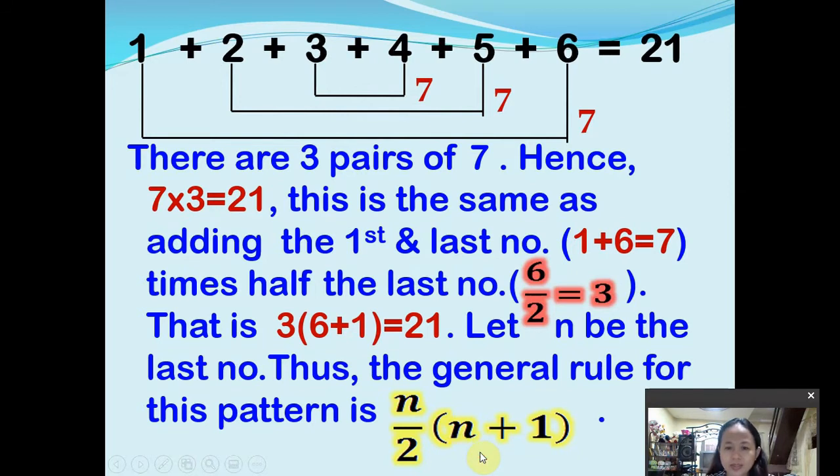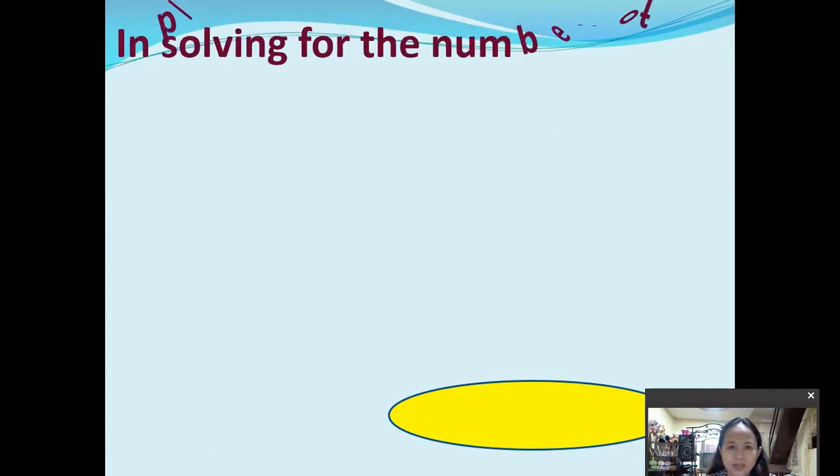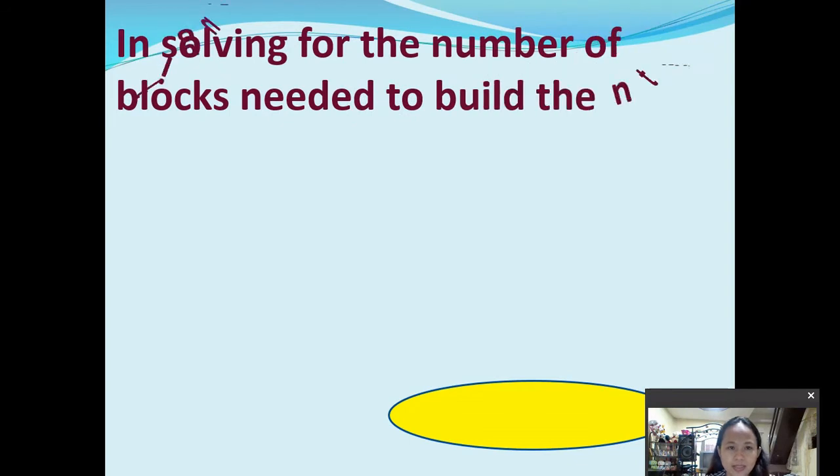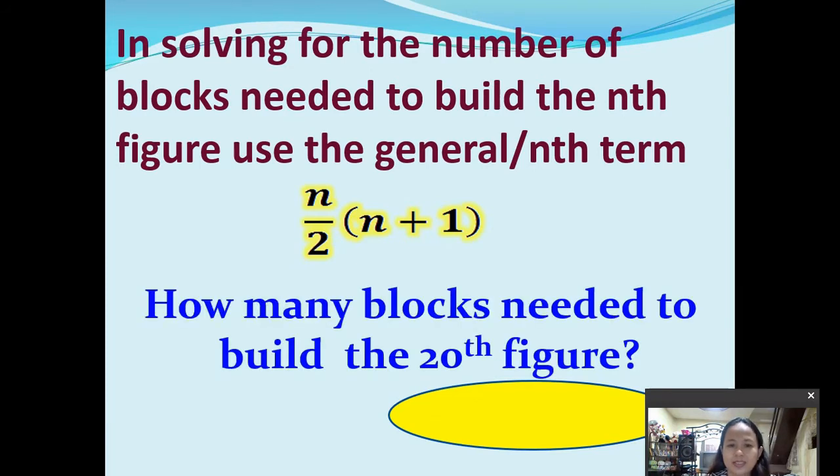So that general rule or pattern for this example is very important to get the desired number of blocks needed for a certain figure. So from that, we can say that in solving for the number of blocks needed to build the nth figure, use the general or the nth term, and that is n divided by 2, or n over 2, quantity n plus 1. Okay, how about if we will ask, how many blocks are needed to build the 20th figure?